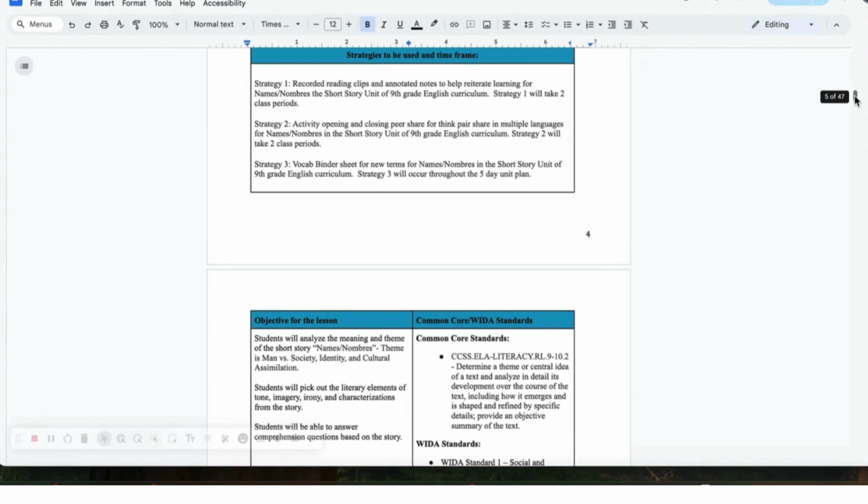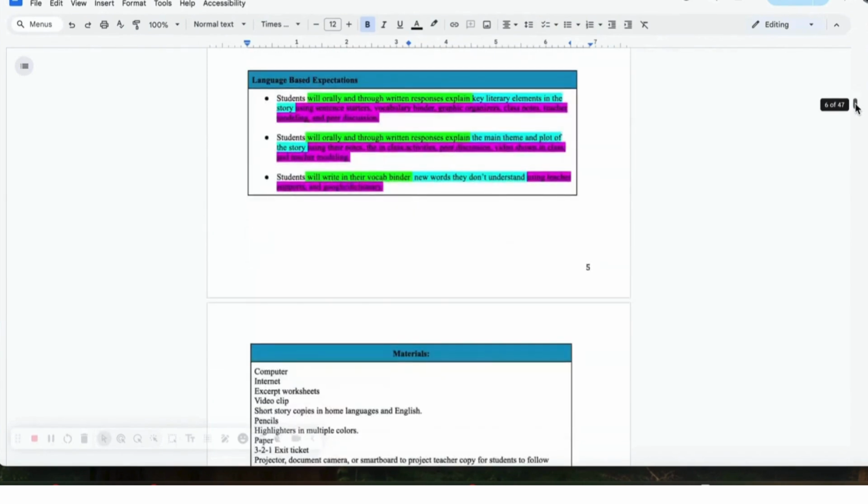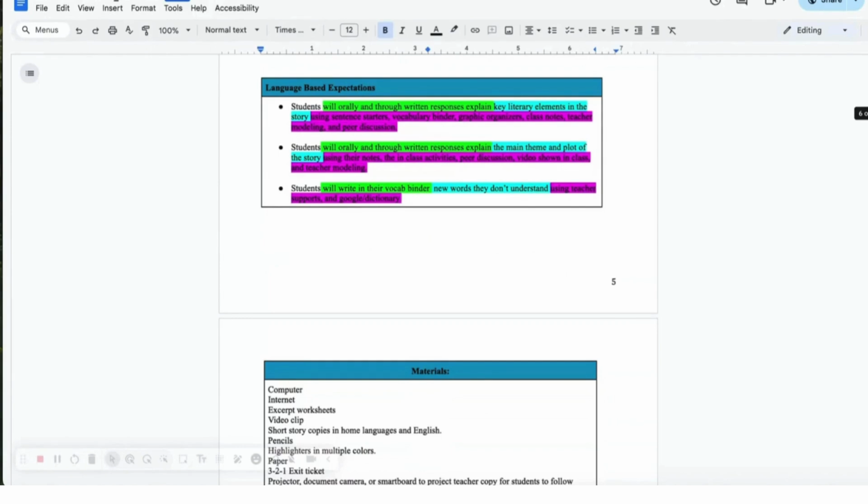So I broke this lesson down and I had some objectives for the lesson, how they relate to the standards. I had language-based expectations for my students. I like to highlight my language-based expectations so that I remember that the green is what they are doing, and the light blue is the why they're doing it, and then the purple is how they're going to access the information to do it. And I just like to color code that for my own self, just so I can visually see when I'm looking at the lesson plan what my expectations are for the students.